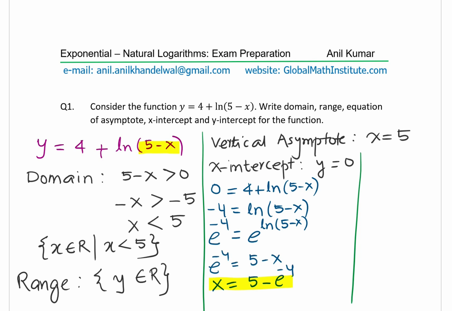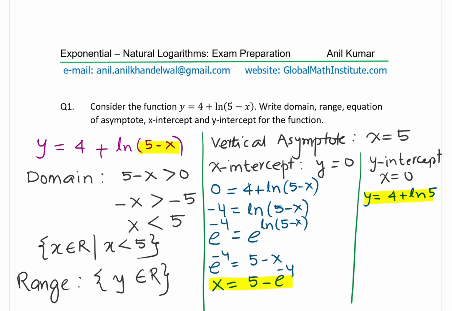Now let's find the y-intercept. For y-intercept, x is 0. That means x equals 0. And in our function, what we get is y equals 4 plus ln, substituting 0 for x, we get ln 5. So that becomes the y-intercept, right?